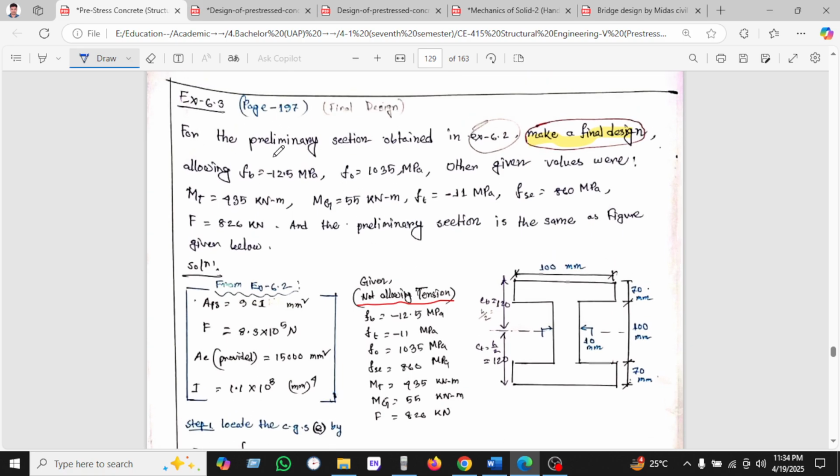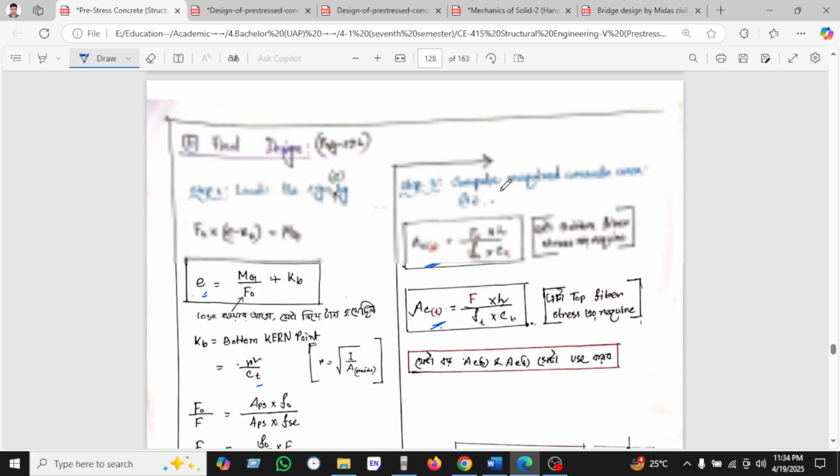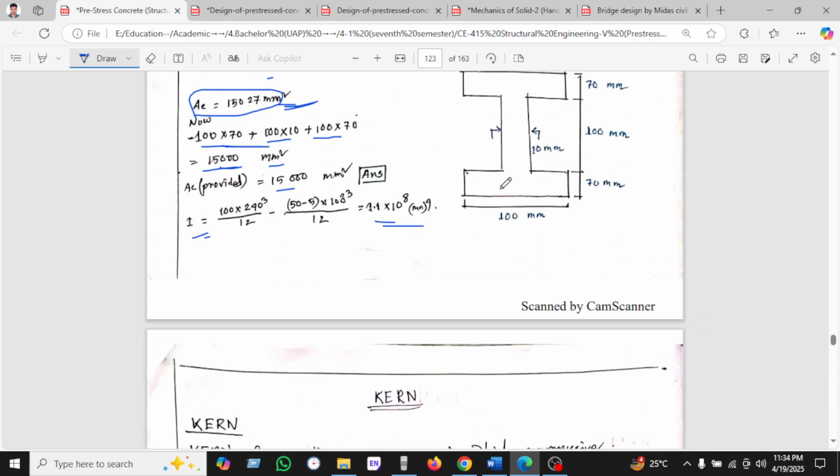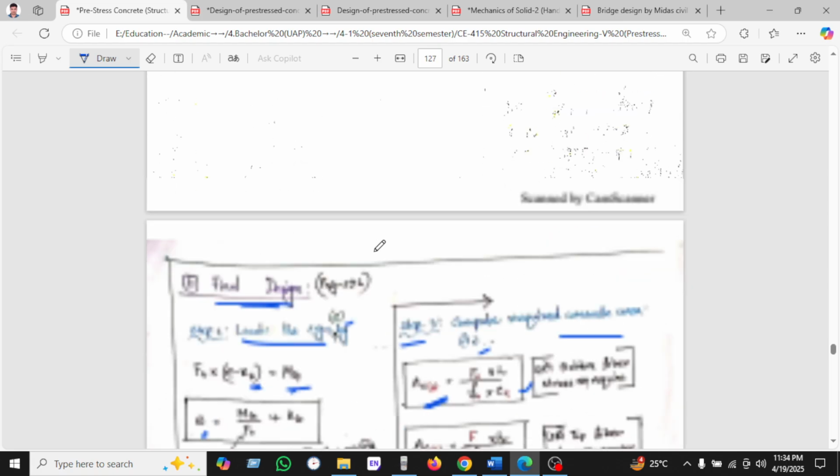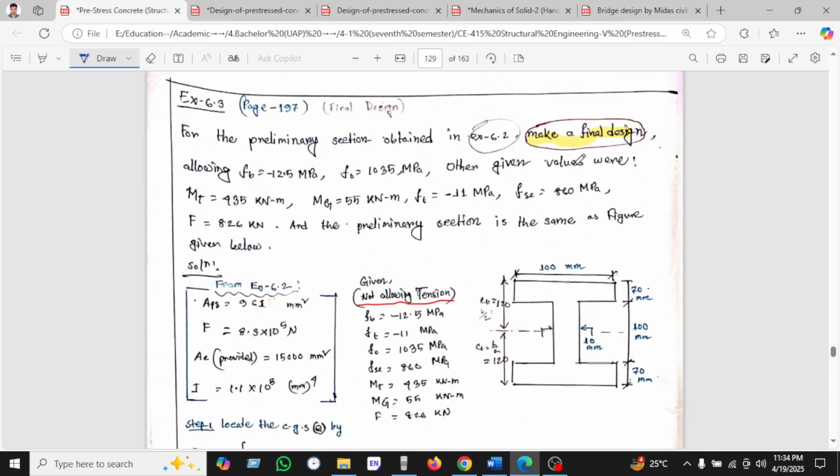So we've been seeing the preliminary design section obtained in example 6.2, and previously you've seen it here. This is 6.2, so I'm not showing it again. Make the final design, allowing FB given here and F not given here, and other values are MT, the girder total moment, and girder moment, FT top fiber stress, and steel fiber stress given here, and force is given here, and the preliminary design section is the same as the figure given. This is the figure taken from the preliminary section design.